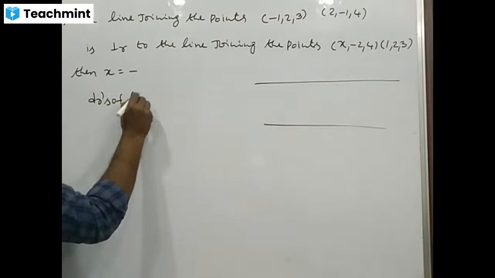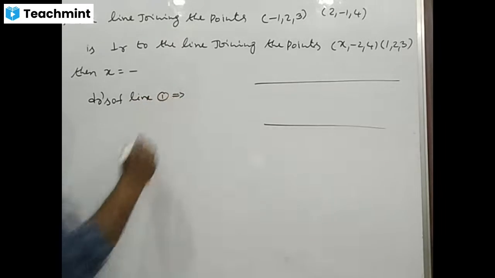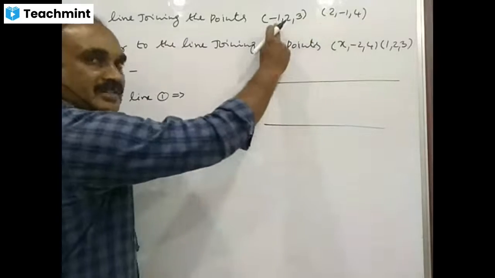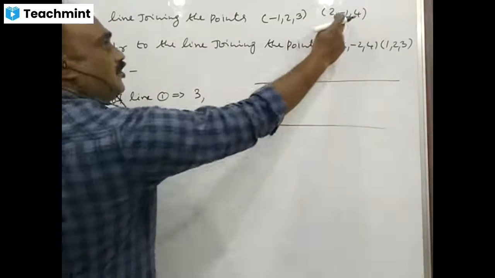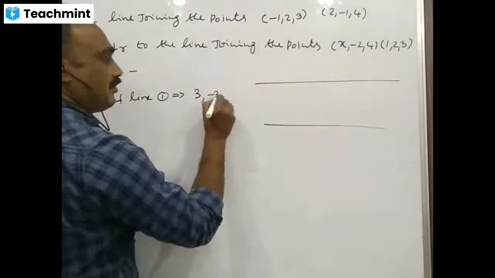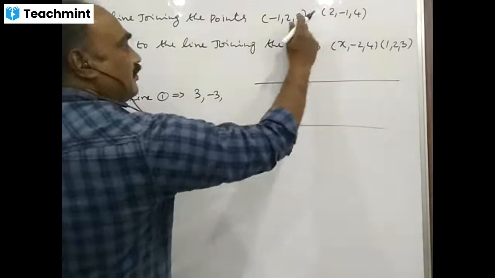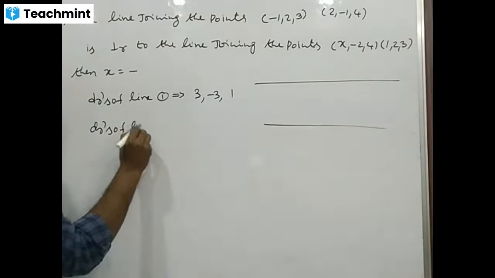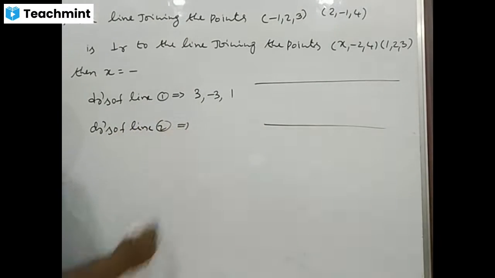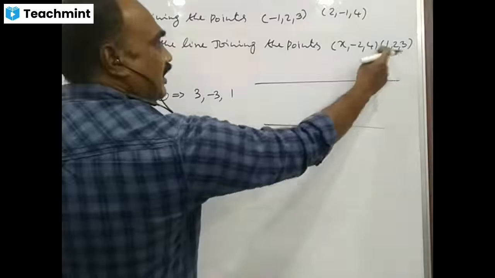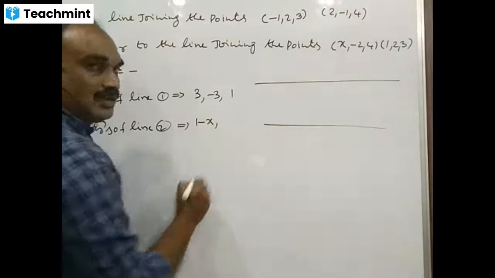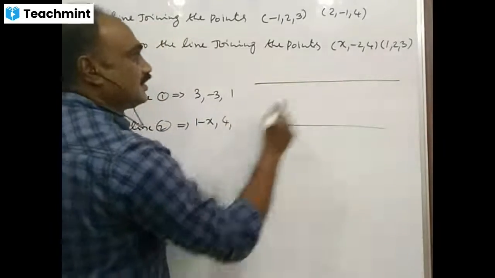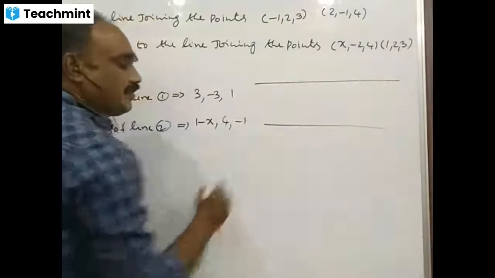First, direction ratios of line 1. The direction ratios formula is x2 minus x1. Friends, x2 minus x1, 2 minus (minus 1), 3. y2 minus y1, minus 1 minus 2, minus 3. z2 minus z1, 4 minus 3, 1. Next, direction ratios of line 2. Formula x2 minus x1, friends, 1 minus x. y2 minus y1, 2 minus (minus 2), 2 plus 2, 4. Next, z2 minus z1, 3 minus 4, minus 1.